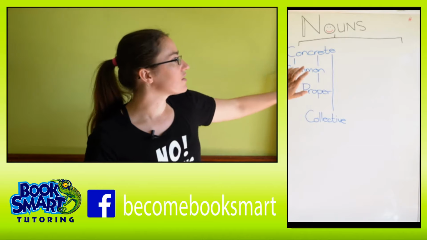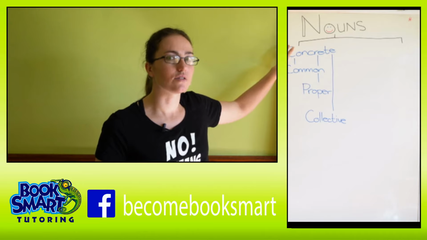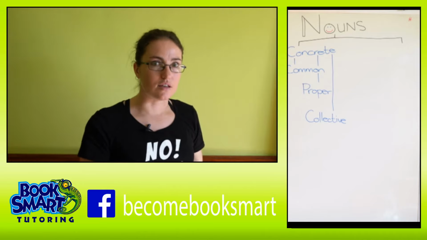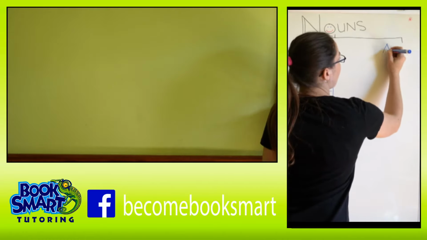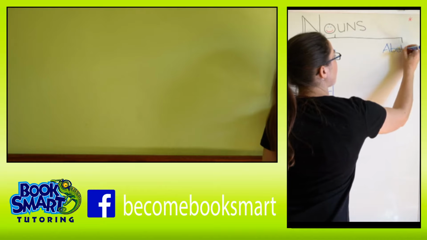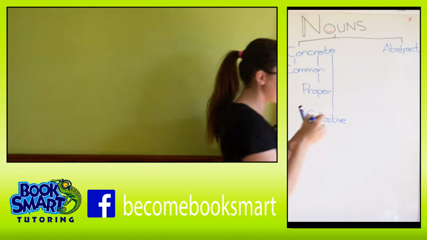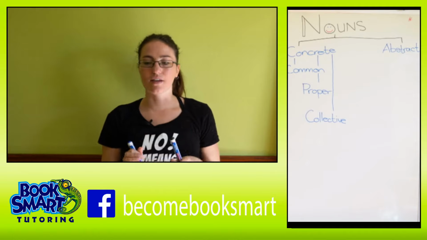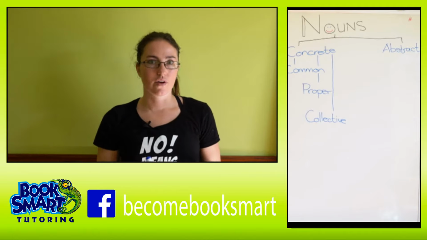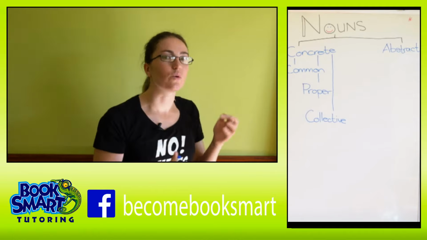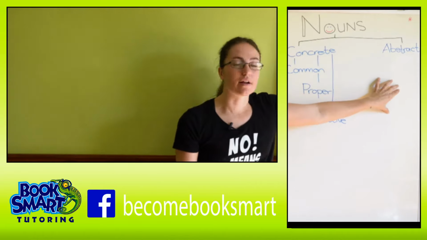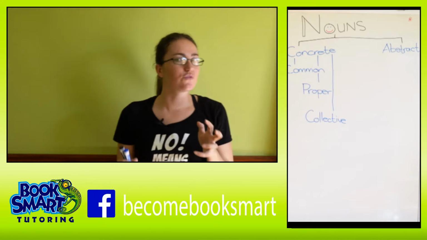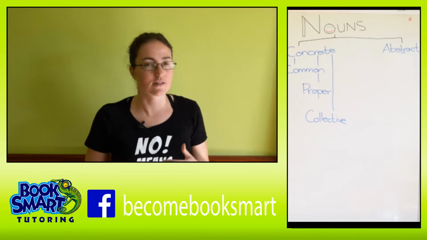All three of these are what we call concrete nouns. They are things that we can touch and see. They have physical form. Then we have abstract nouns. Abstract nouns are things that we cannot see, touch, or feel, not physically. We feel them on the inside. Things like love, sadness, anger. These are all abstract nouns. They do not have a physical form that we can touch, but you feel them on the inside.